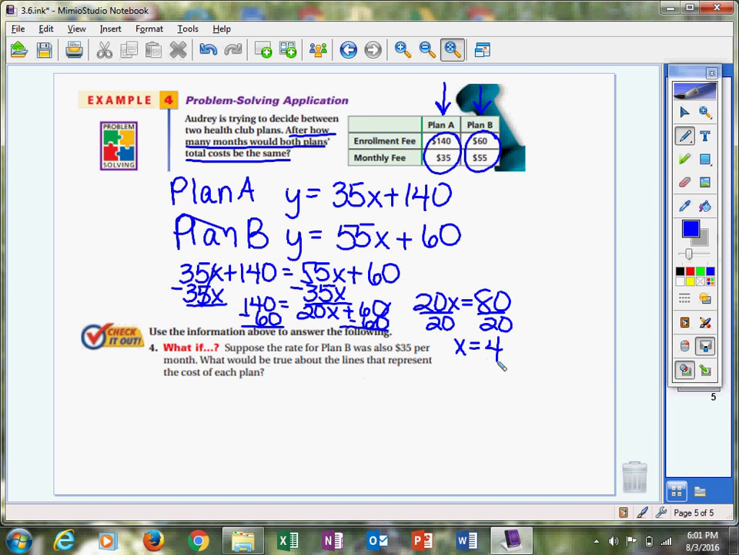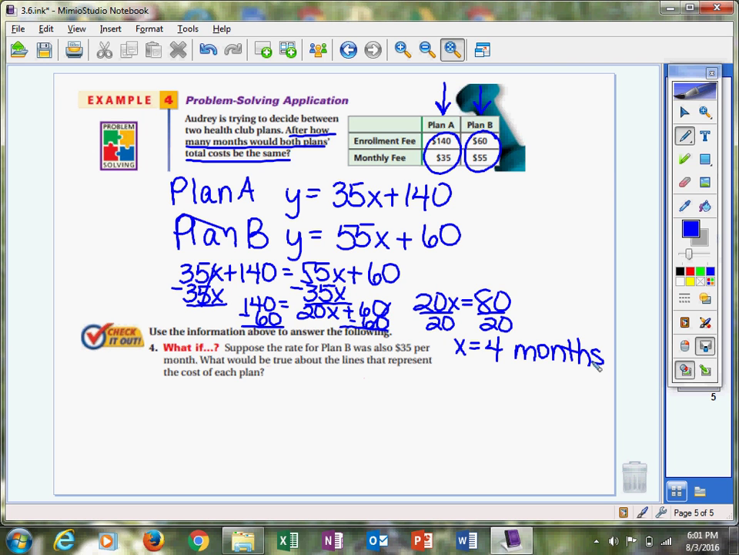Okay? Well, if you look at that, x is number of months. So after 4 months, because remember, the monthly fee was 35x, 55x. x is number of months. Okay, so in 4 months, these fees are going to be exactly the same.